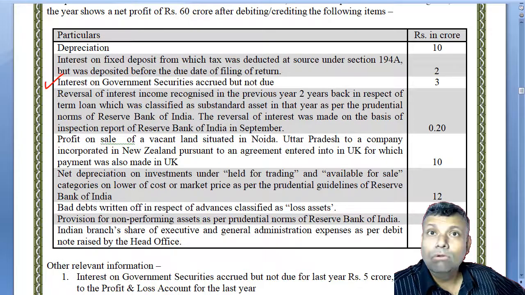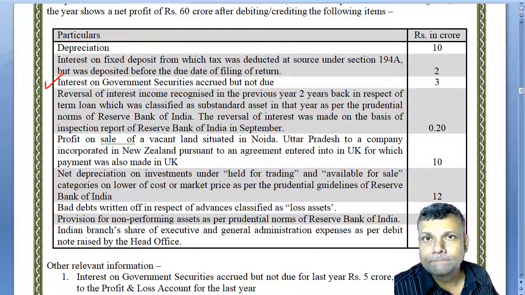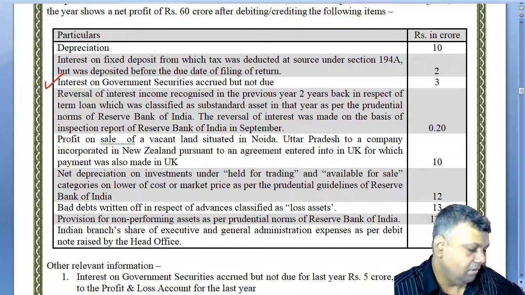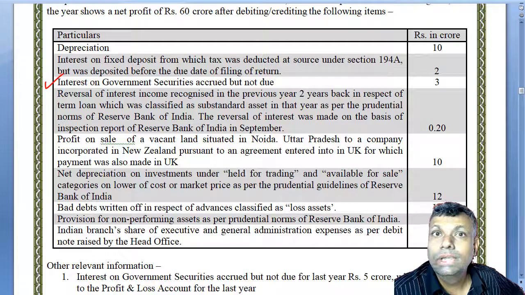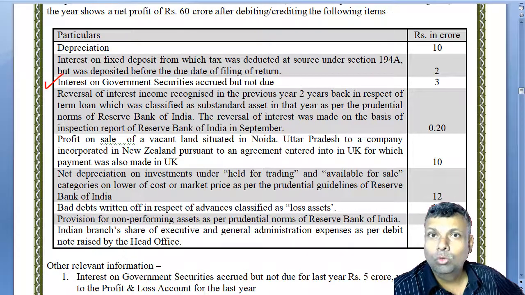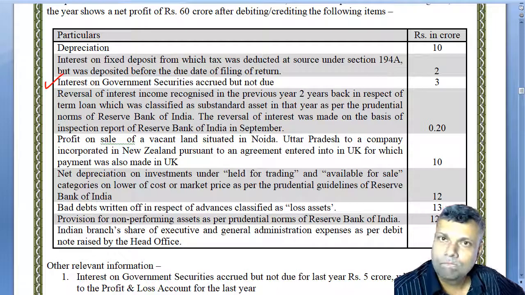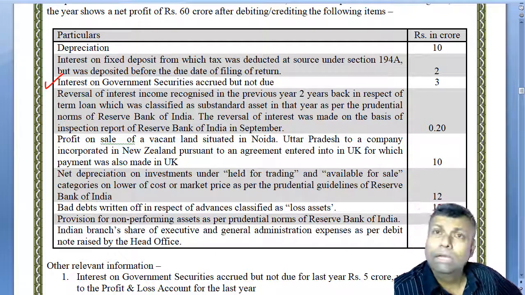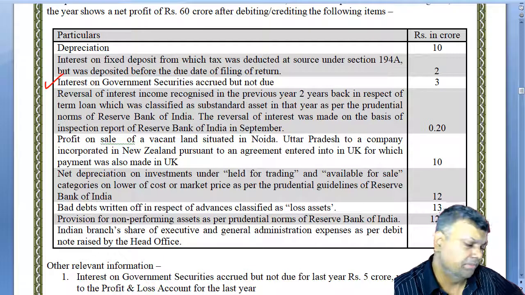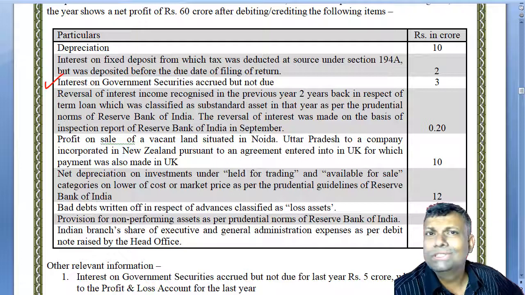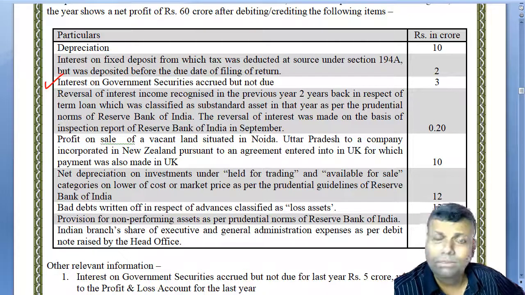Interest on government securities accrued but not due. Very good point. Interest on government securities which is accrued but not due. What do I mean by this? Let me bring one very valuable point to your notice. I also discussed this particular point in more depth in the chapter on income from other sources. But in the given case, income from other sources can't apply because this is the business of the bank. But the concept is the same.